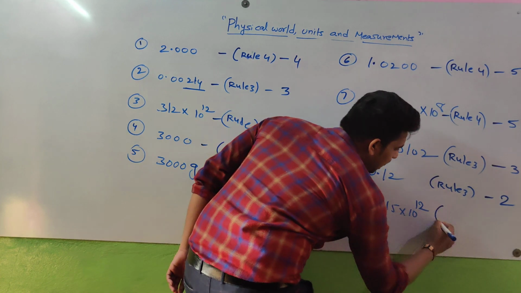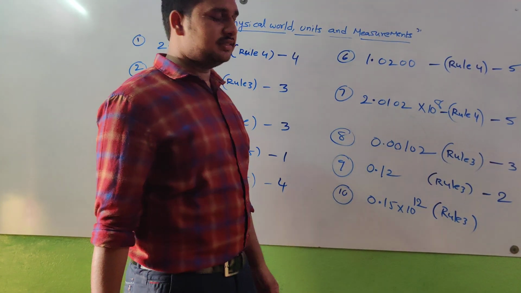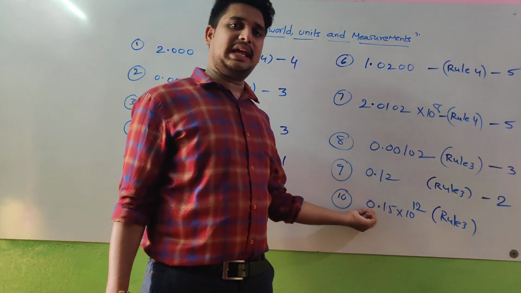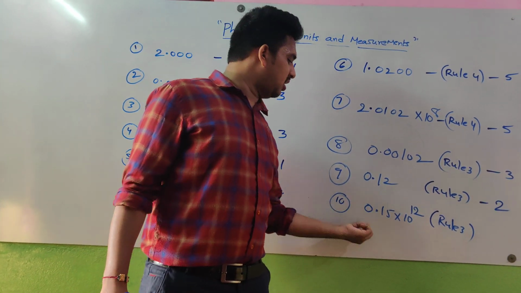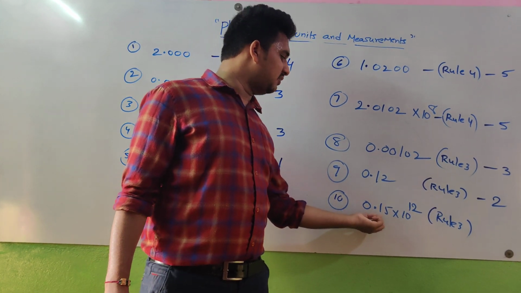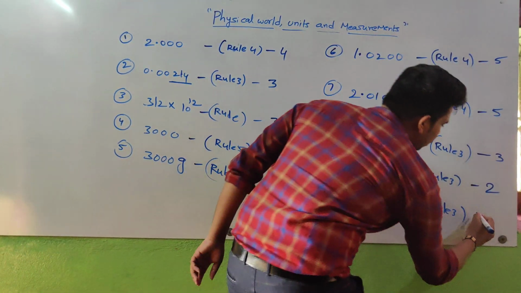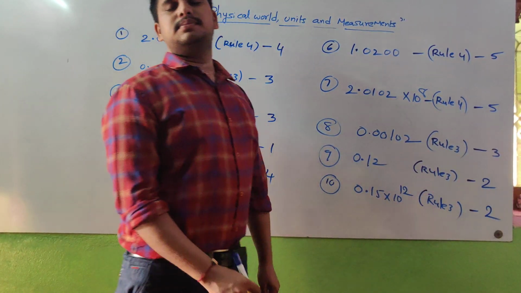Next, 10th example. This is also coming under rule 3. According to rule 3, this number is also less than 1. That's why we are not considering this 0 as a significant figure. So how many significant figures here? The power is also not considered here. So 1 and 2. So 2 significant figures.